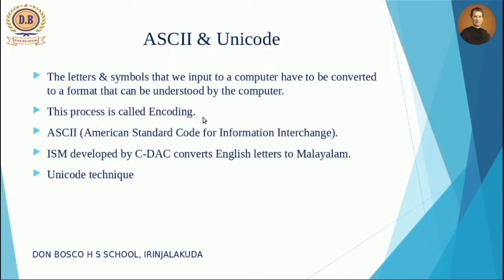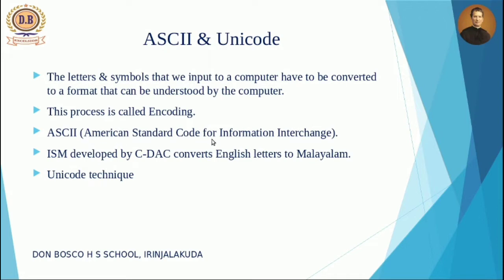And that encoding process is called ASCII, that is American Standard Code for Information Interchange. But there is a drawback for this ASCII encoding, because this encoding can be done only for 256 characters, including the English alphabets and some symbols. So in such a situation, it is not possible to use the letters of other languages like Malayalam. So that was the main drawback or limitation of the ASCII encoding technique.